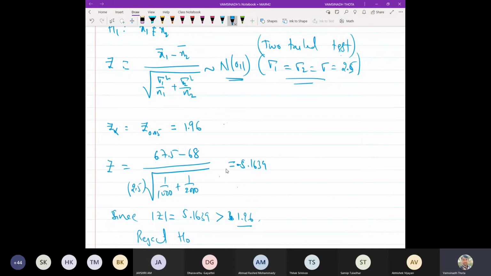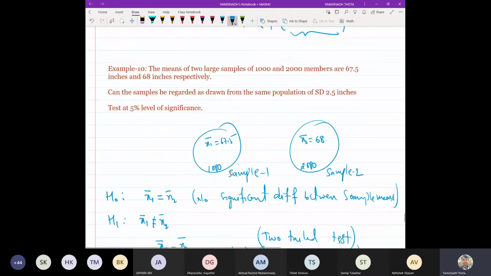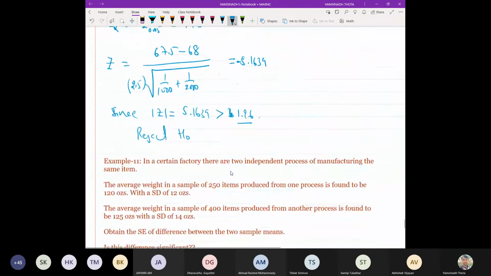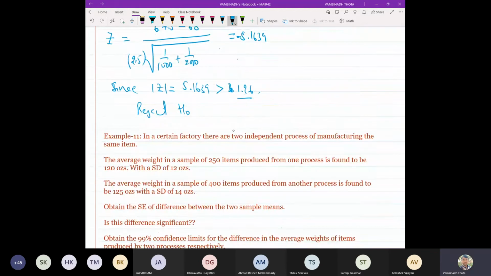Reject H naught means accepting H1. That is to say, there is a significant difference between the sample means. Since there is a significant difference between the sample means, the conclusion, which we should write for every problem, is: we cannot say that the samples are drawn from the same population with the standard deviation 2.5.